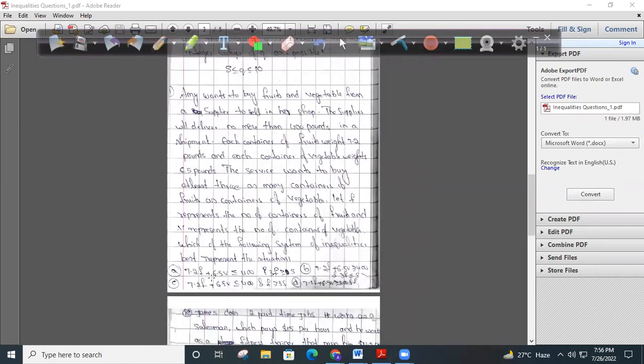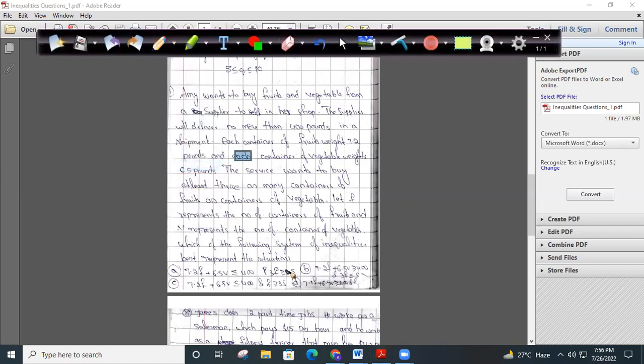Option A is 7.2F plus 6.5V less than or equal to 400, and 3F greater than or equal to V. She wants to buy at least thrice as many containers of fruits, so 3F is greater than or equal to V. Another option is 7.2F plus 6.5V greater than or equal to 400, and 3F less than or equal to V. This is V here. Which of the following options should be correct? I think in the last option you cannot see this. No problem for now. Write your own answer, then we can see here. For this question, what should be the conditions? The supplier will deliver no more than 400 pounds in a shipment.